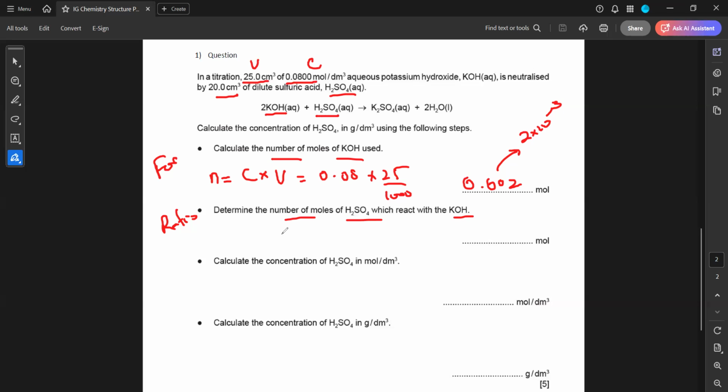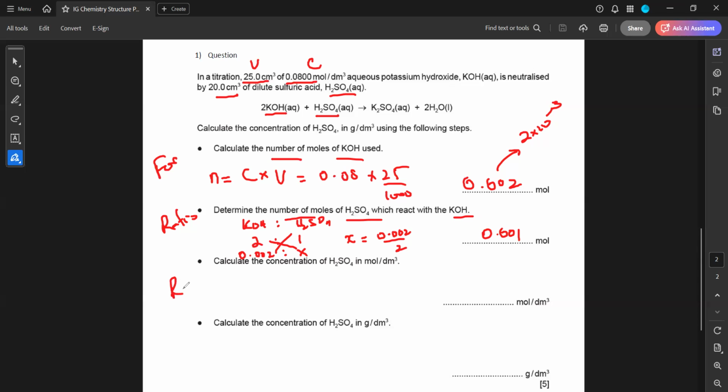According to the question, what is the ratio between potassium hydroxide and sulfuric acid? If we have 2 moles of potassium hydroxide, we have 1 mole of sulfuric acid. In the question, we have 0.002 moles of potassium hydroxide. So how many moles of sulfuric acid will there be? X. We cross multiply, so this will be 0.002 divided by 2. So we got 0.001. These are the moles of sulfuric acid. So the first part we solve by formula, the second by ratio.